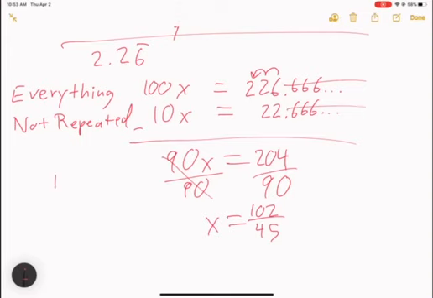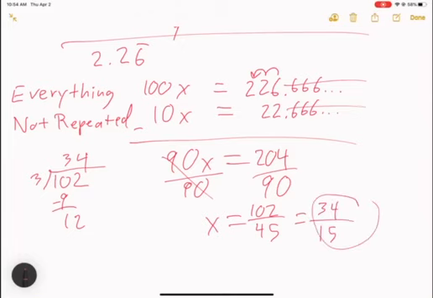102 divided by 3 goes in 3 times. 34 on top. And then I know 45 divided by 3 is 15. So 34 fifteenths. I think we can enter it in that form.